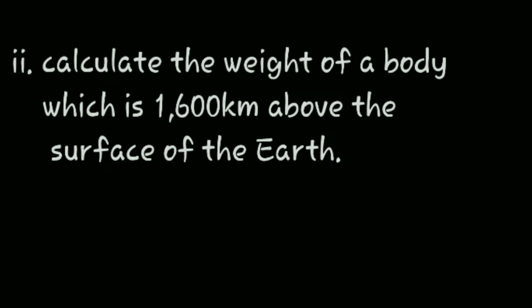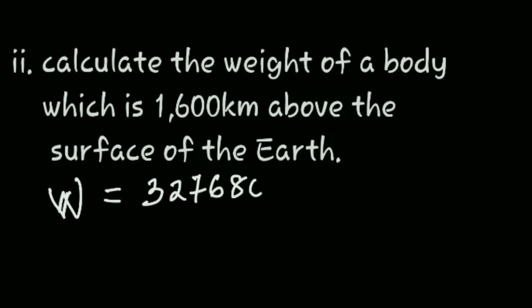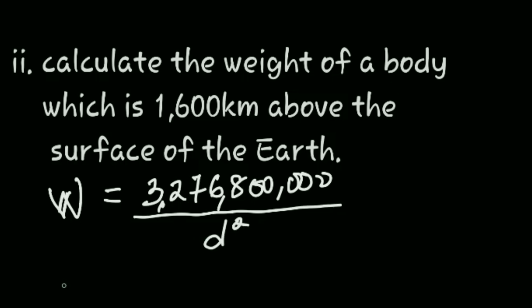The next question, calculate the weight of the body which is 1,600 kilometers above the surface of the earth. So here we are asked to calculate the weight. So we have our W. Remember, we already obtained the equation, which is W equals 3,276,800,000 divided by D squared. And so our W here, we are substituting the distance. The distance is given to us as 1,600 kilometers.